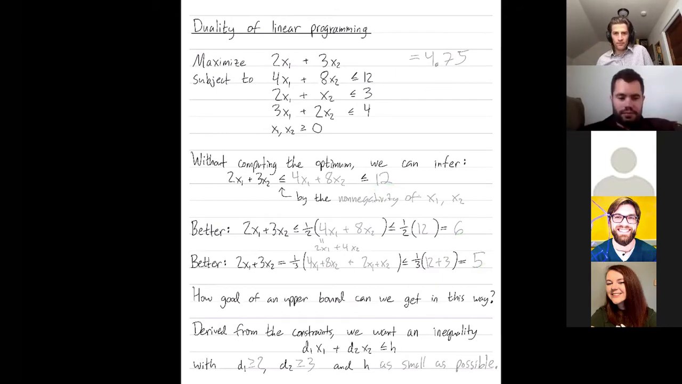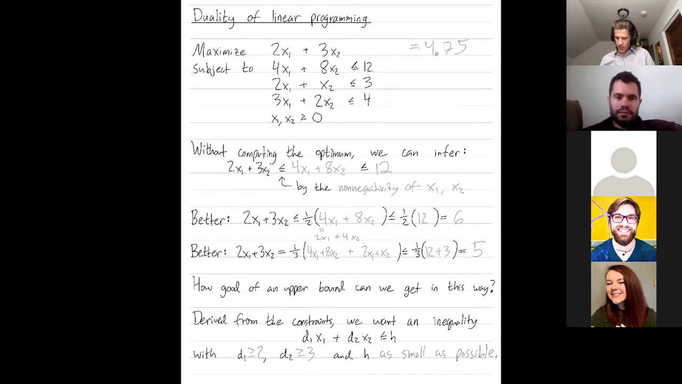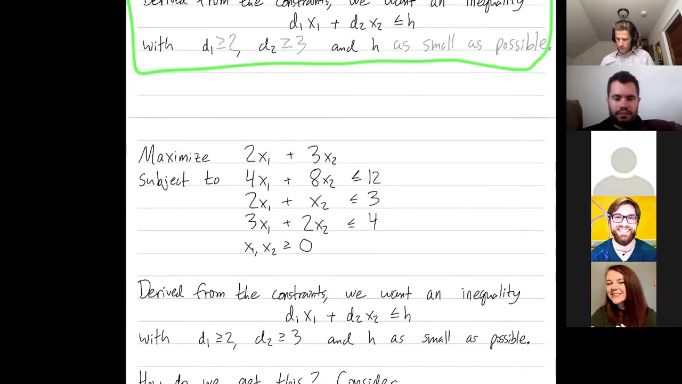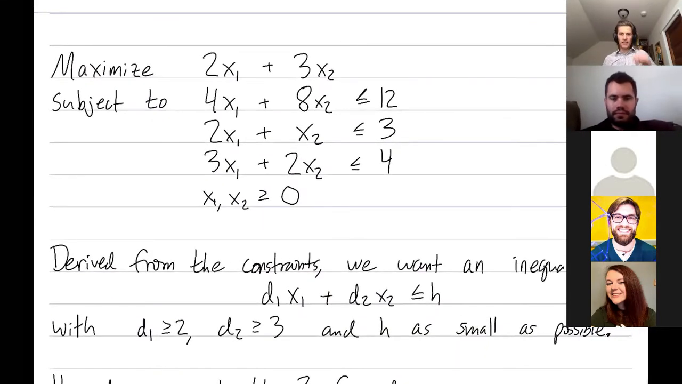Questions so far? Okay. I'm just going to take this and copy and paste it. So we're trying to maximize this function. And to see what good upper bounds are, we want inequalities of this form, where d1 is at least 2, d2 is at least 3, and h is as small as possible, so we get as good of an upper bound on the optimum as possible.